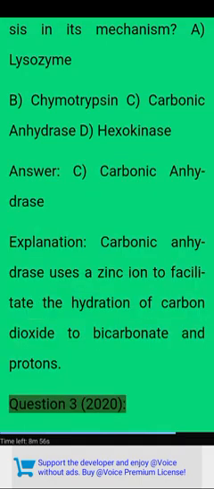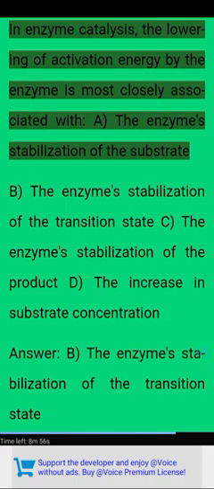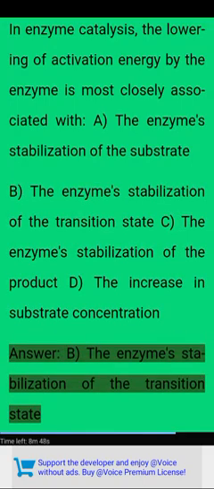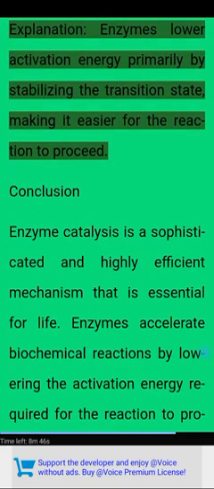Question 3, 2020. In enzyme catalysis, the lowering of activation energy by the enzyme is most closely associated with A. The enzyme stabilization of the substrate. B. The enzyme stabilization of the transition state. C. The enzyme stabilization of the product. D. The increase in substrate concentration. Answer: B. The enzyme stabilization of the transition state. Explanation: enzymes lower activation energy primarily by stabilizing the transition state, making it easier for the reaction to proceed.